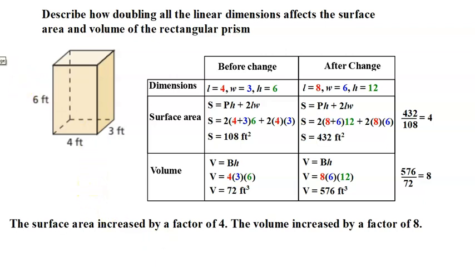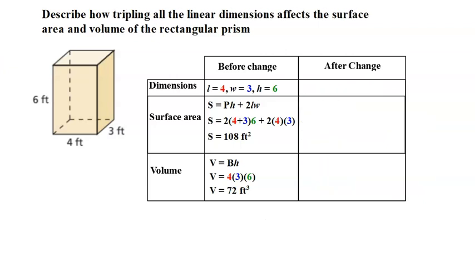Okay, let's take a look at another one. Same problem, but this time we're going to triple everything. We're going to see if we can find a pattern so we can shortcut this. If I triple everything, then the length becomes 12, the width becomes 9, and the height becomes 18. Sorry, tripling it, so width becomes 9: 3 times 3 is 9. Okay, we're just going to plug everything in. Same formula. So now we have 2 times (9 plus 12) times 18 plus 2 times 12 times 9. Right?